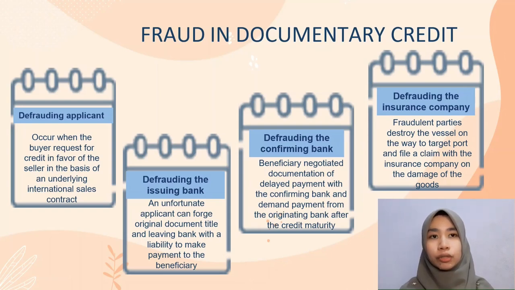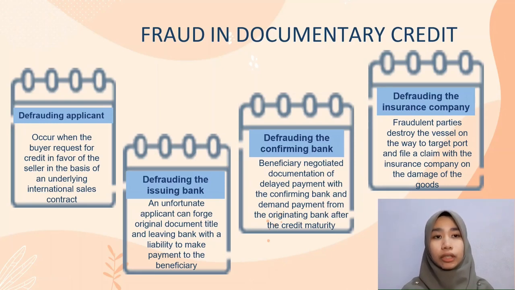Next is defrauding the issuing bank. During the operations of the documentary letter of credit, the beneficiary seller must produce legitimate negotiable documents of title to either the issuing bank in the applicant's country or the confirming, negotiating, or advising bank in his own country. An unscrupulous applicant can forge original documents of title based on non-negotiable ones received from the seller, present them to the carrier upon the ship's arrival at the port of destination, and receive a delivery order releasing the goods while leaving the bank with a liability to make the payment to the beneficiary.